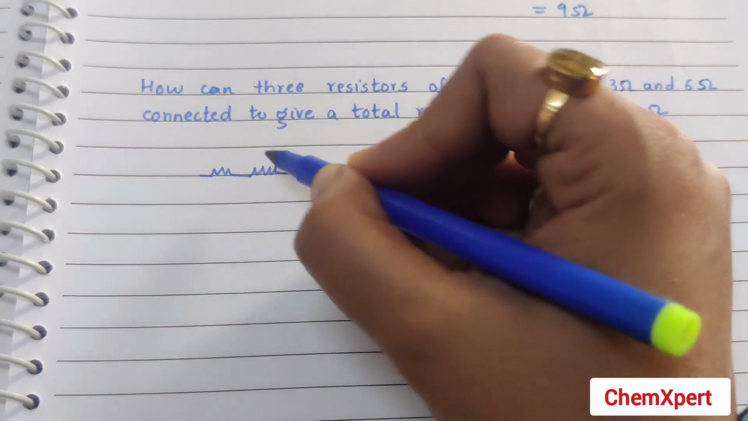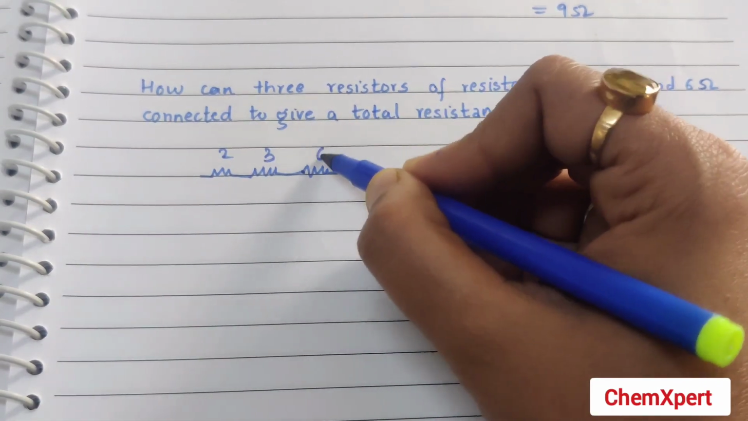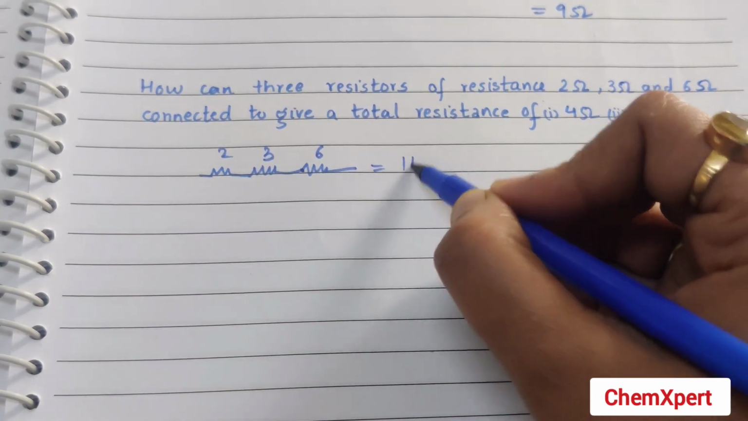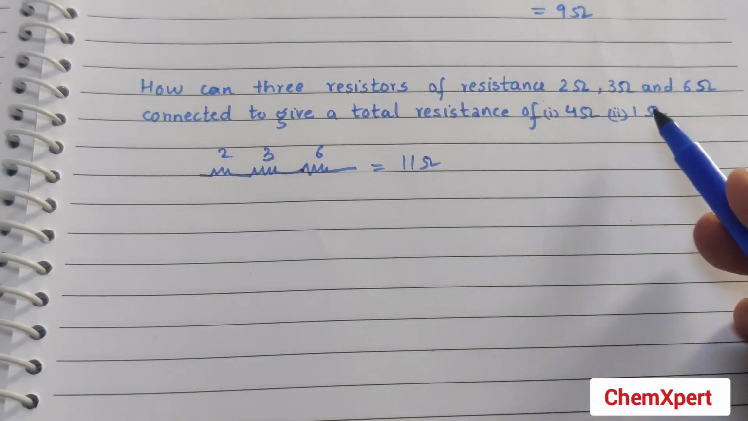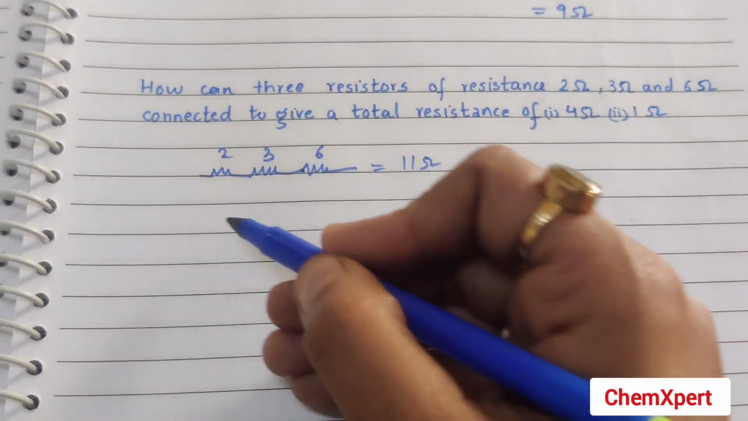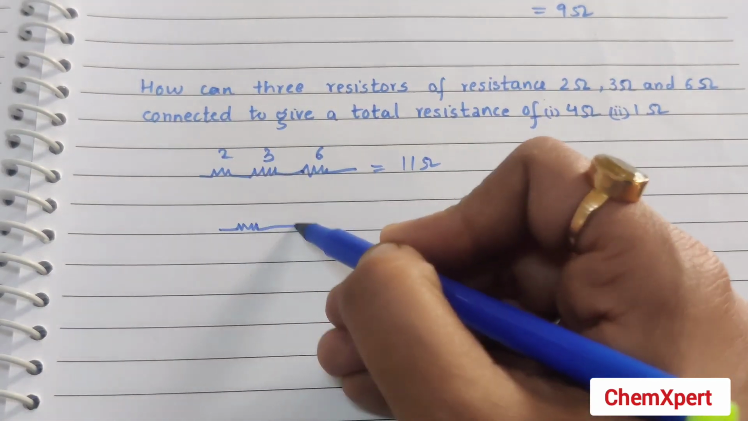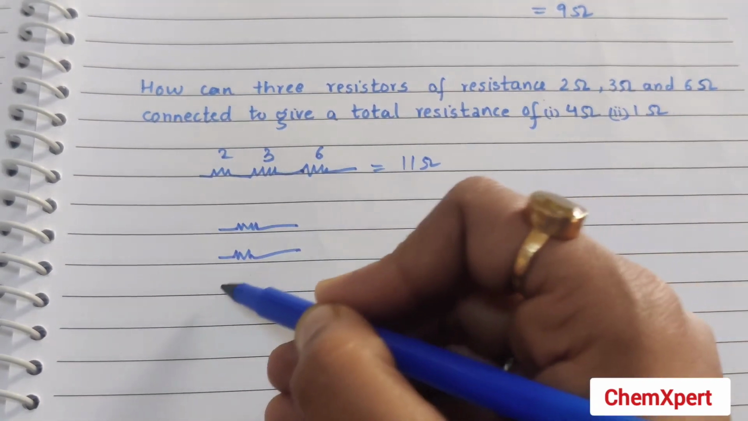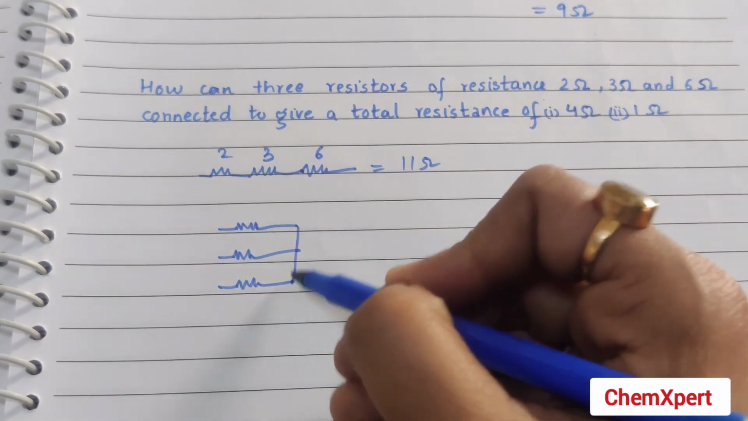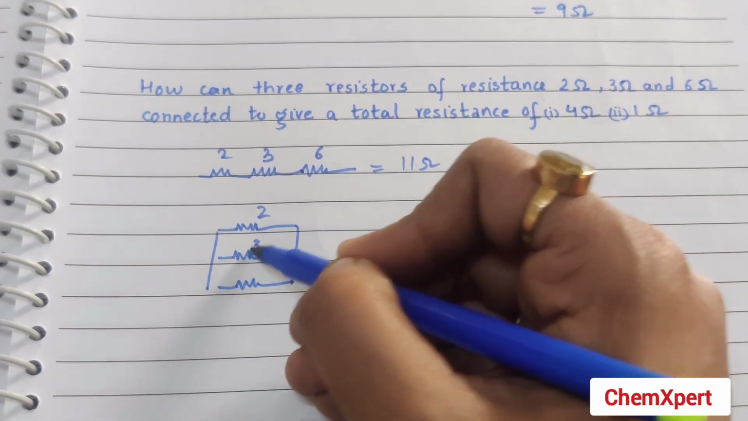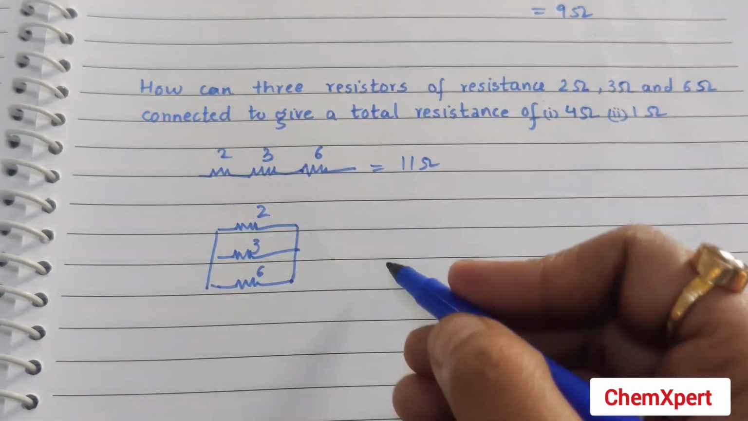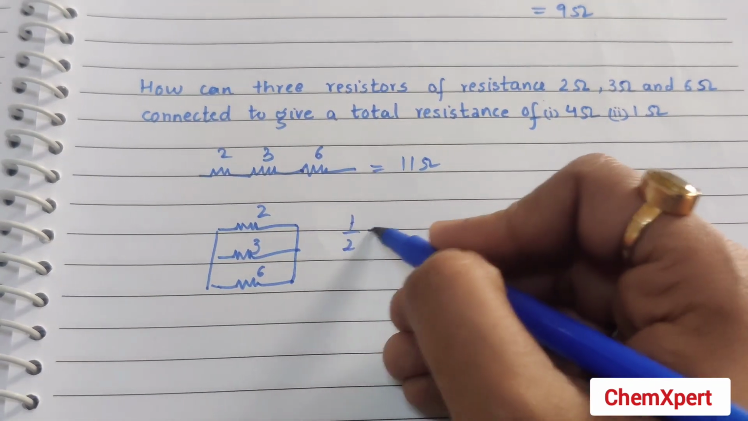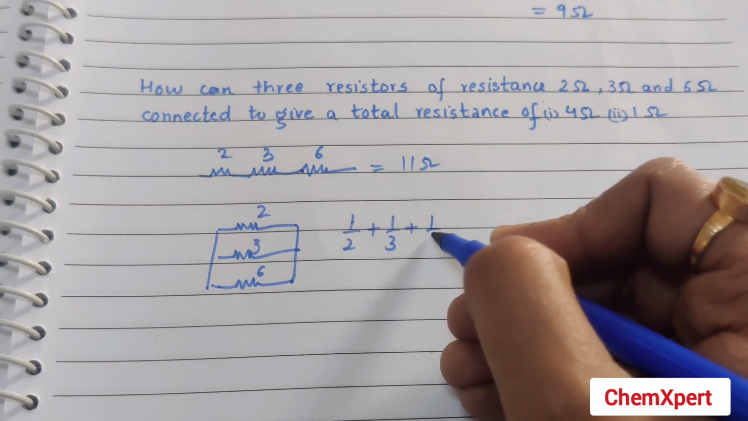So it is 2 ohm, 3 ohm, 6 ohm. So it will become 11 ohm, but we need to get 1 ohm. So if we connect all these resistances in parallel to each other, just like this, 2, 3, 6, you can take any value at any position here. So it will be 1 by 2 plus 1 by 3 plus 1 by 6.